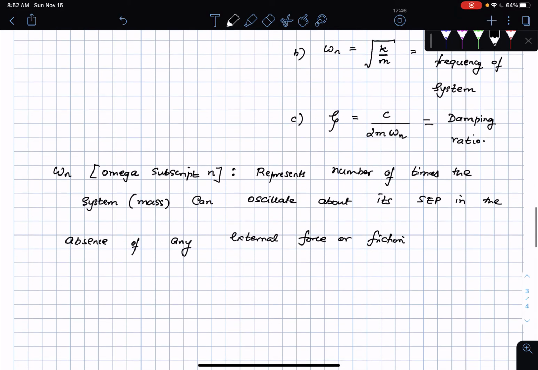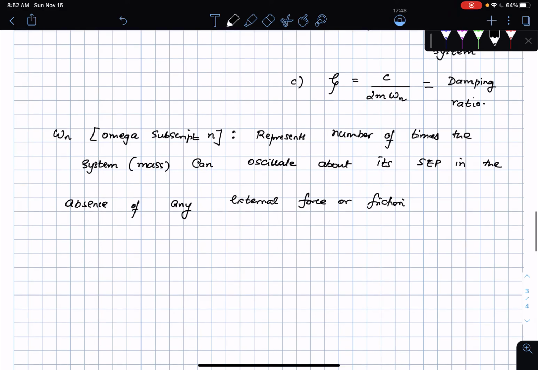And the damping ratio zeta represents the level of damping in a system.